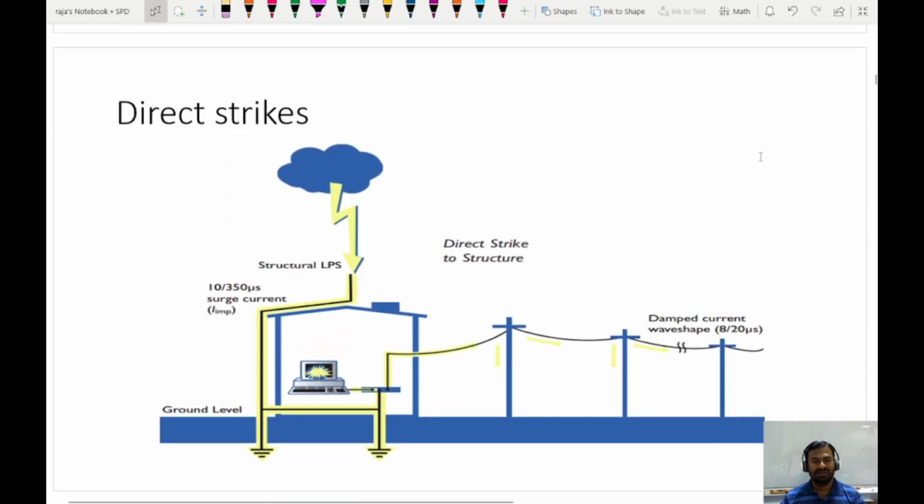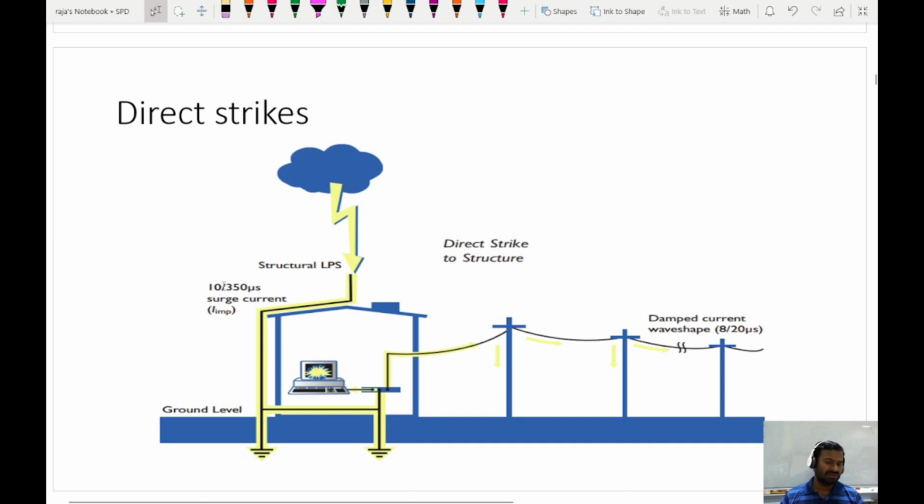The direct strike from lightning falls on the lightning arrestor, which we placed on the structure of our building. The current flows through the conductor, which is connected to the ground. And since we have a common ground, the current flows back to the bus bar which we connected for the earthing, and it flows through the power system. The nature of this direct strike current is 10 to 350 microseconds. So this is how we classify the types of surges.